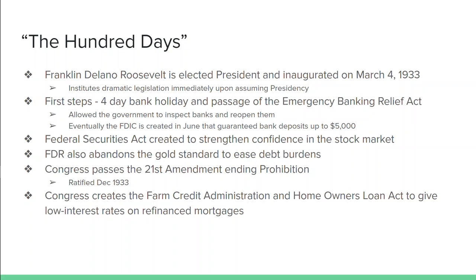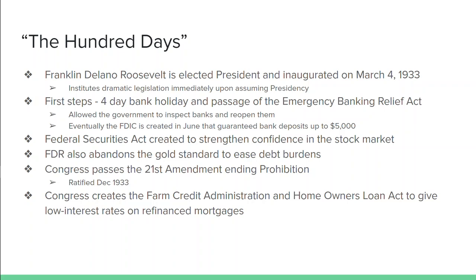During this four-day holiday, Roosevelt gives his first fireside chat where he speaks to the country on radio. He tells them that if your bank reopens, then your bank is safe. Put your money back in the bank. As a part of this Emergency Banking Relief Act, in June of 1933, the FDIC is created, the Federal Deposit Insurance Corporation. And that's what guarantees your bank deposits today if your bank closes.